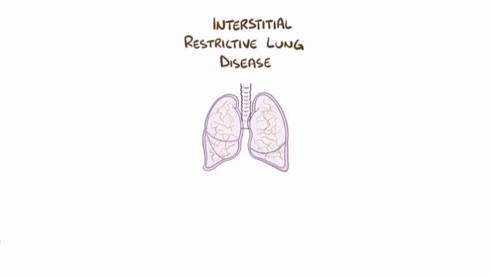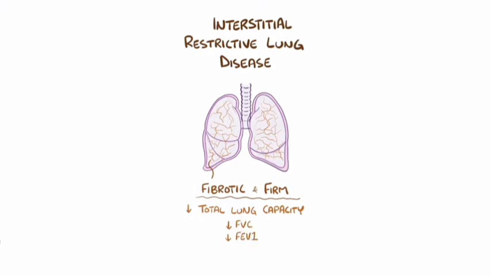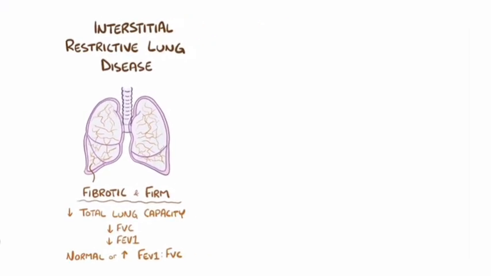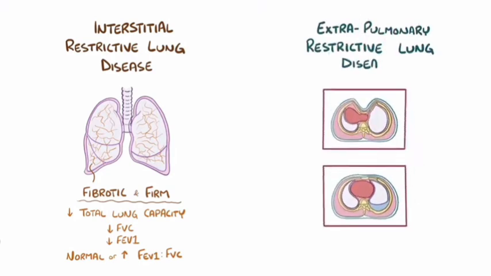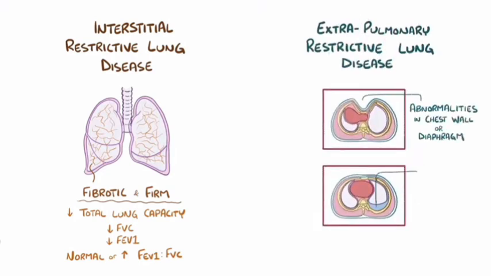Alright, as a quick recap, interstitial restrictive lung diseases happen when the lung tissue becomes fibrotic and firm, which reduces the total lung capacity, forced vital capacity, and forced expiratory volume in 1 second, but usually results in an increased or normal FEV1 to FVC ratio. Diagnosis is made based on spirometry and chest imaging, and corticosteroids are the first-line treatment. Extrapulmonary restrictive lung diseases can be from causes like abnormalities in the chest wall or diaphragm, as well as pleural effusions.